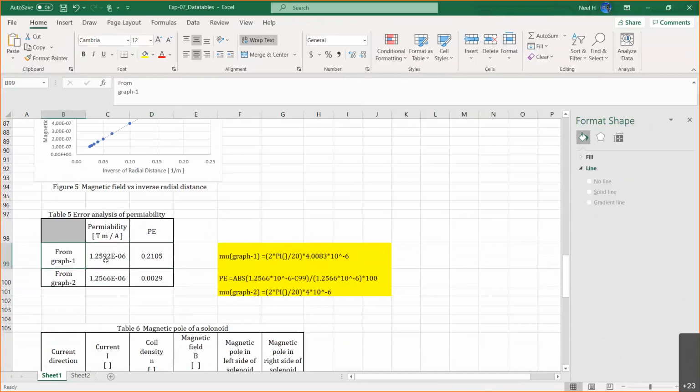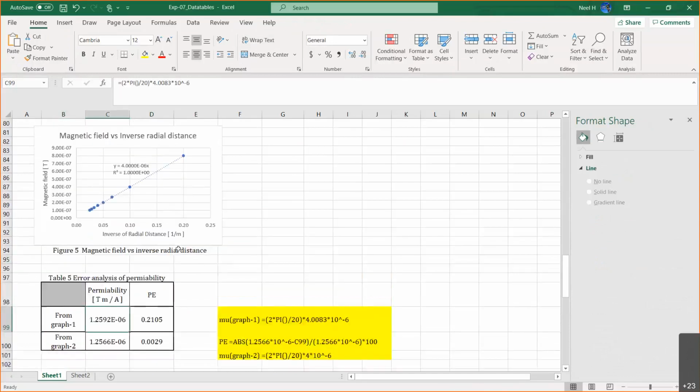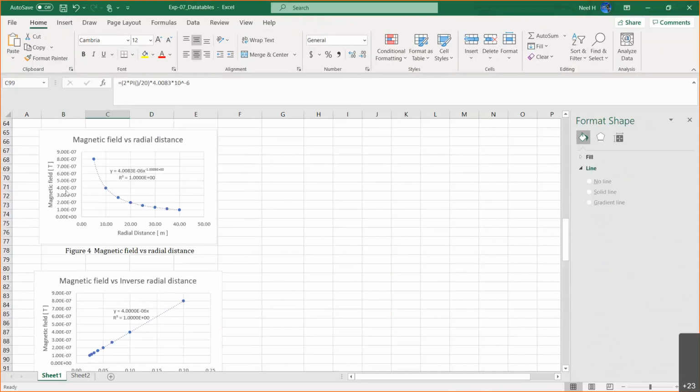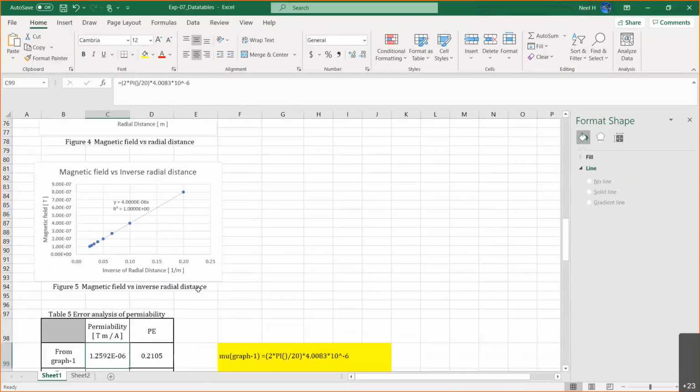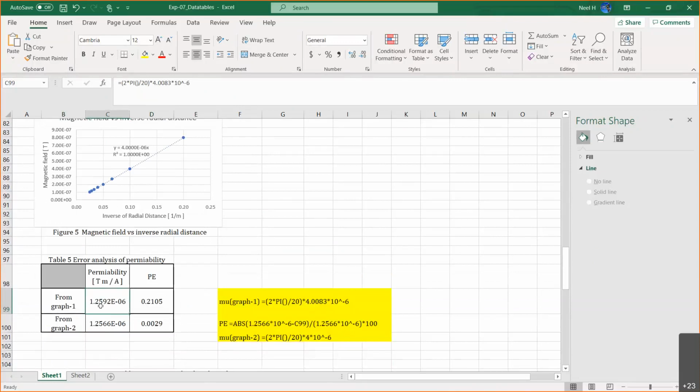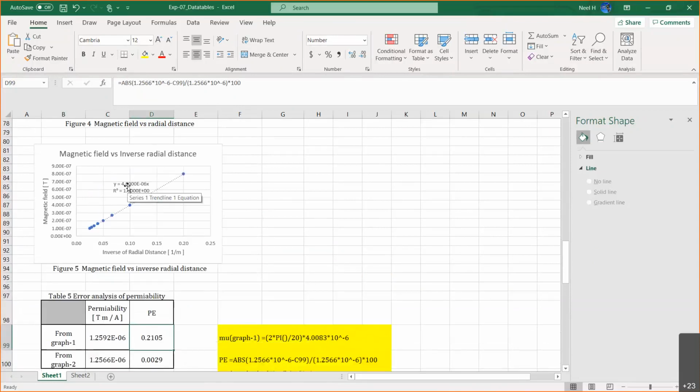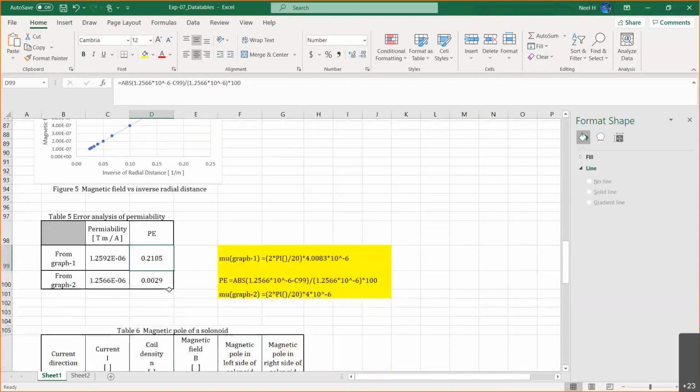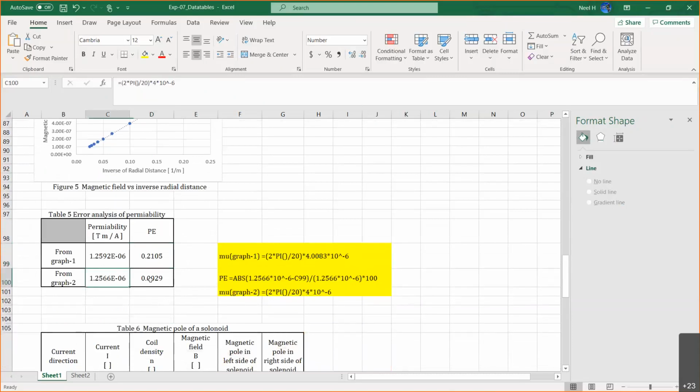So the graph number 1, if I use the R versus magnetic field, then you can see it has a little bit of error. 4.0083. If I use that number, then I'm getting a little bit of error there. 0.2 is still very small, but for graph 2, I'm getting exactly 4.0 times 10 to the -6. So my percentage error went back to the same number we got earlier. Okay. All right. Any question?